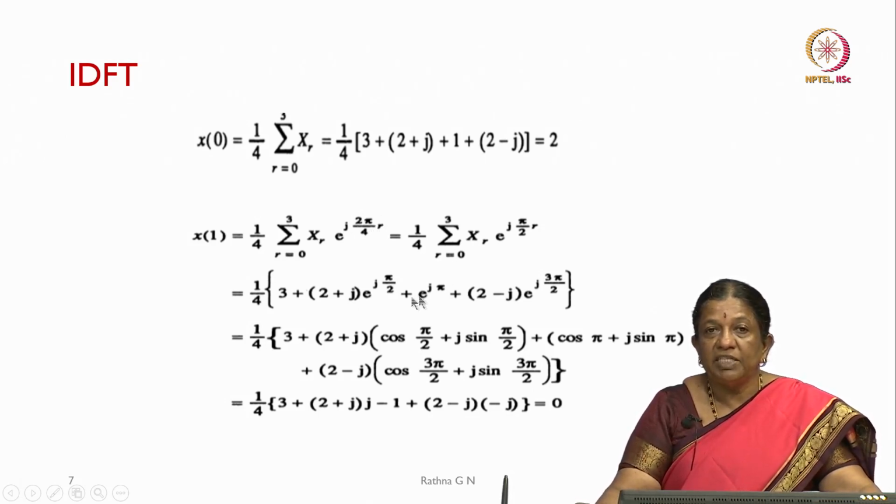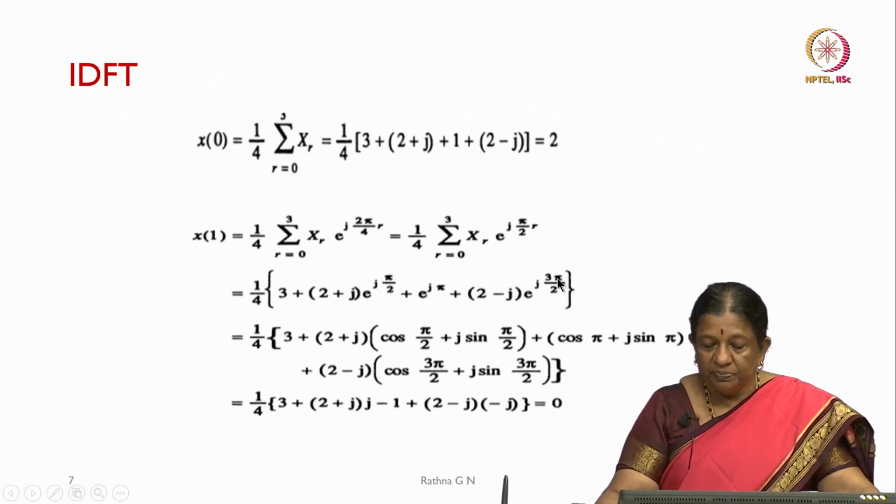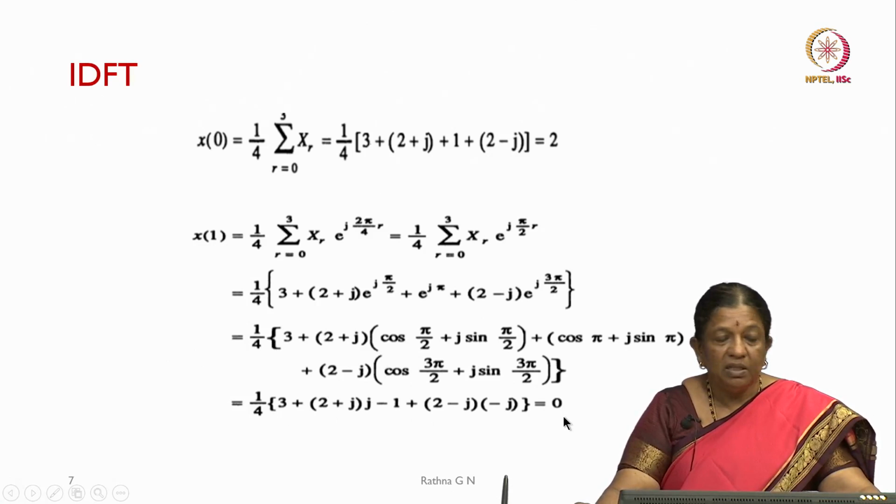By expanding this, we apply the DFT equation with the values we have. We get 1 by 4 times (3 plus (2 plus j) e power j pi by 2 plus e power j pi plus (2 minus j) e power j 3 pi by 2). When we expand this, we get 0. You can simplify this and see that the output is 0.